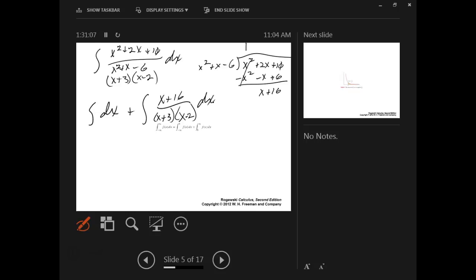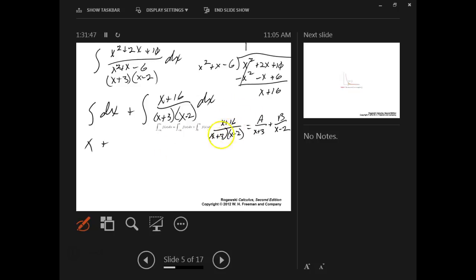So, can you do the first integral? x. Okay? All right. Plus. Now, what do we do here? Yes, the A B stuff. Okay. x plus 16 over x plus 3 times x minus 2 is equal to, what did you call it? A over x plus 3 plus B over x minus 2. Now what?